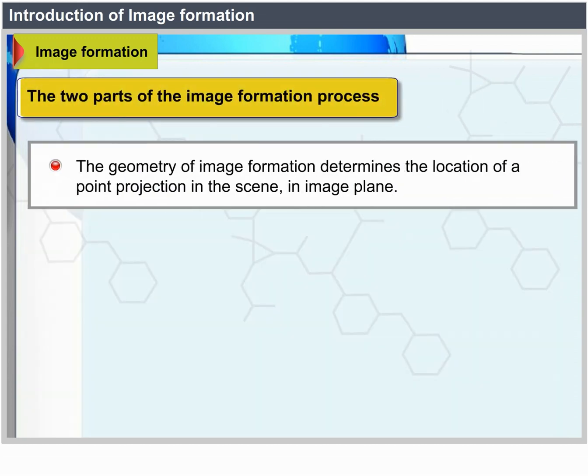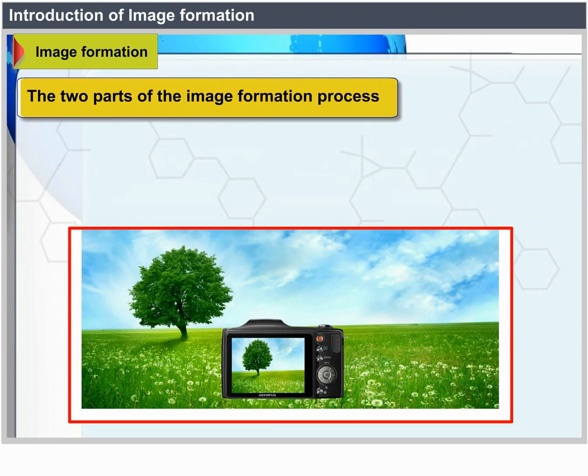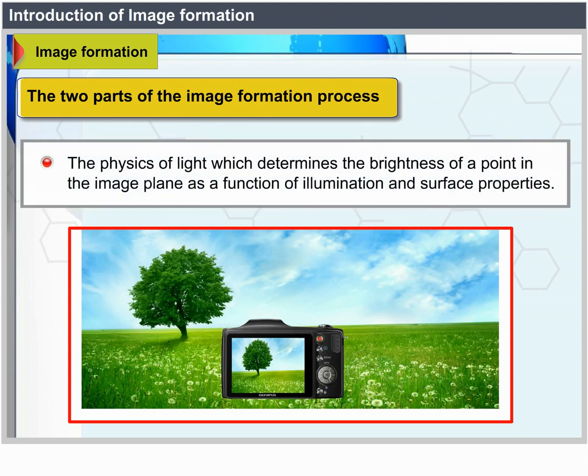The two parts of the image formation process. The geometry of image formation, which determines where in the image plane the projection of a point in the scene will be located. The physics of light, which determines the brightness of a point in the image plane as a function of illumination and surface properties.